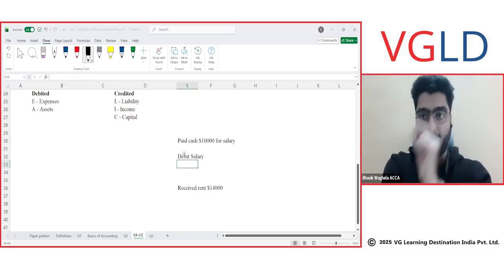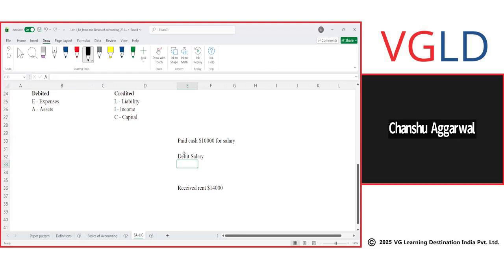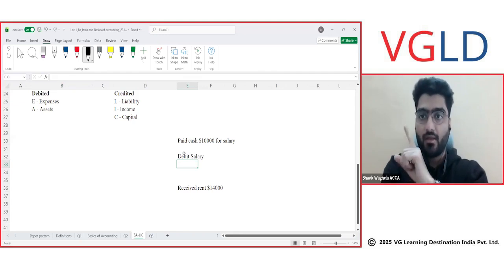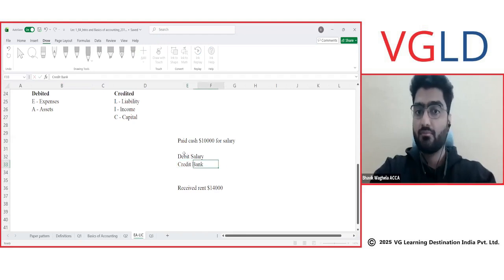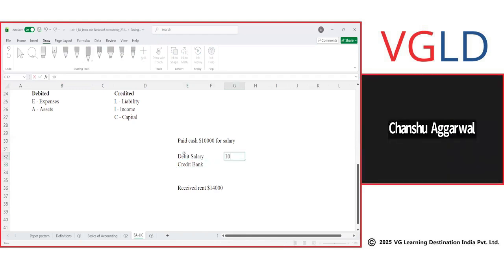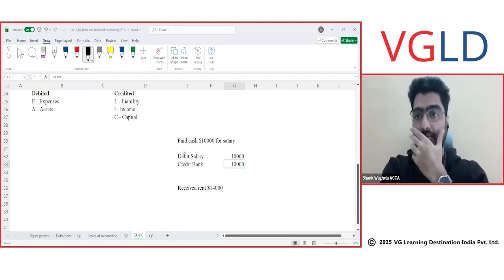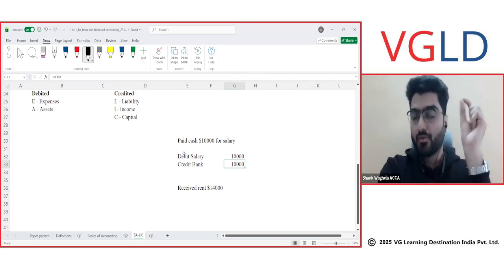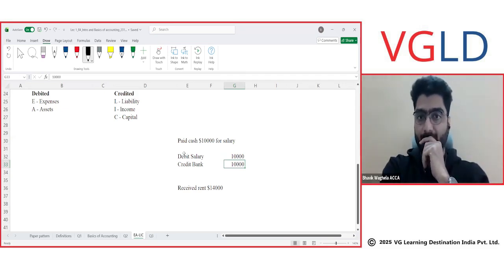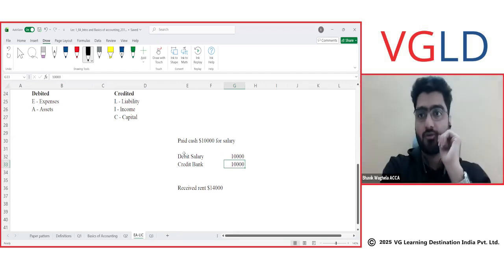but because I paid salary, my cash balance will reduce, my bank balance will reduce. To record an asset, I debit it. To reduce an asset, I credit. So what should I credit? Cash or bank. 10,000. So the journal entry will be debit salary, credit bank. Everyone understood? What is easier, personal, real, nominal, or this one? This one. You will never go wrong.